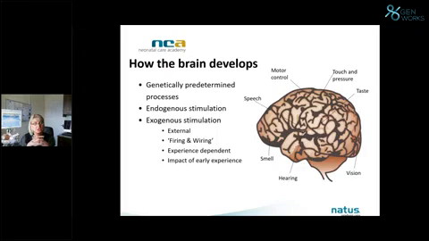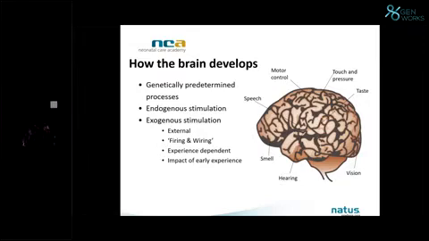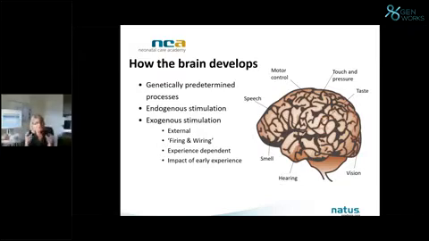But it's partly to do with endogenous stimulation. But what we must remember is that a lot of it is exogenous stimulation. So all of this external stimulation actually affects the firing and the wiring of the brain, and our brain is developed really based on experience. And there's work done that really shows that the impact of early experience can have effects on our brain development and particularly on our personalities and who we actually are.